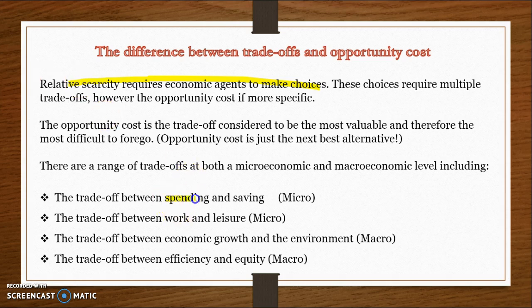So for example, if we choose to spend more, we sacrifice savings from a micro level. If we decide to work more, we sacrifice leisure time. From a macro point of view, the government wants to boost economic growth. That may come at the expense of the environment if we're cutting down trees and hurting our natural resources.